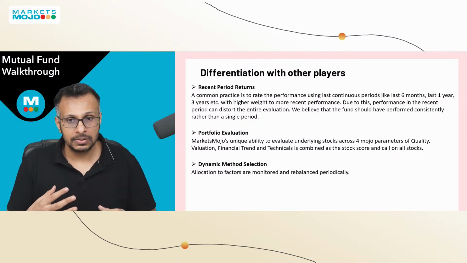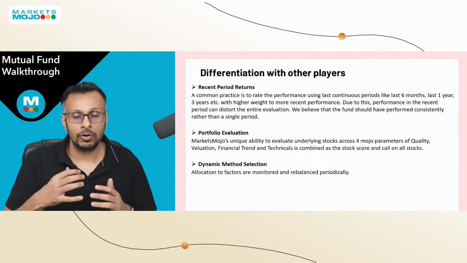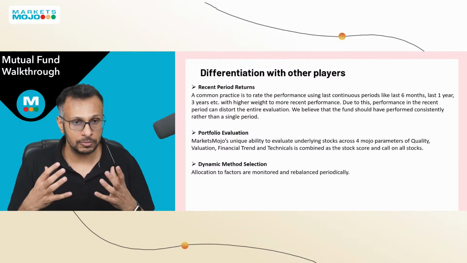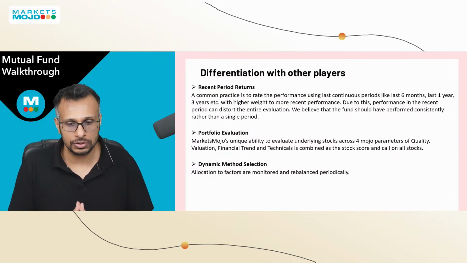Second is MarketsMojo's unique ability to rate the underlying stocks of the mutual fund. Because we are running the Mojo score, we're running the 4 dots, we use that information to come out with the overall call on the stock.